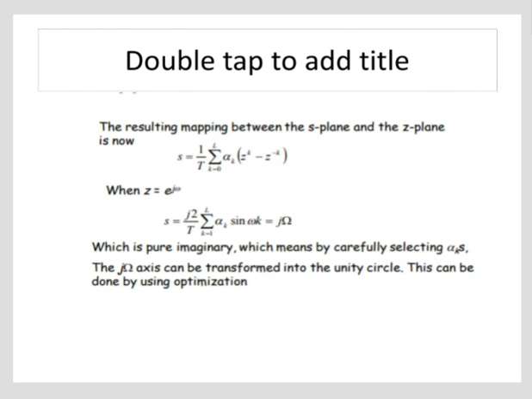The resulting mapping between the S-plane and the Z-plane is given by this equation. When Z is equal to e raised to j omega, the equation for S is given by a pure imaginary expression, which means that by carefully selecting values of a_k of S, the j-omega axis can be transformed into the unit circle, and it can be done by using optimization.